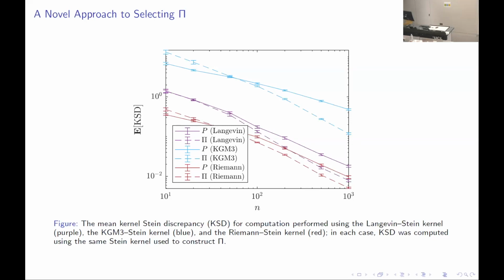So you compare blue with blue, purple with purple, red with red, because they're all under different types of KSD. You're hoping that this dotted one is better, because this is sampling from pi and then reweighting. This is sampling from p, then reweighting. So you do get improvements. And this is on a two-dimensional problem.